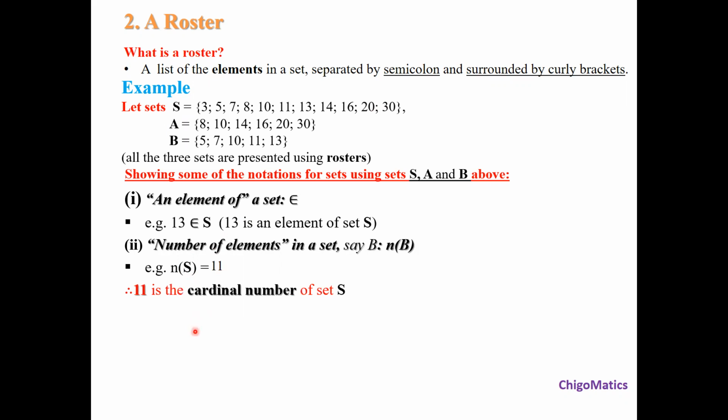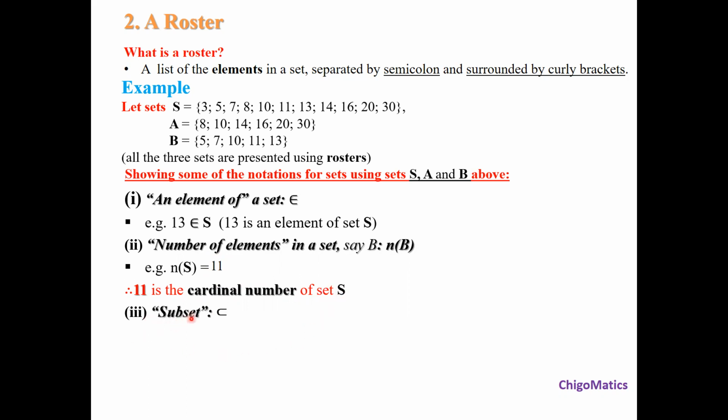We also need to know that the 11 that we got is the cardinal number of set S. This is important to know because in probability, we are going to use the cardinality of sets to show some other important concepts. So the cardinal number of a set simply means the number of elements in a given set. In this case, it's 11. So 11 is the cardinal number of set S.